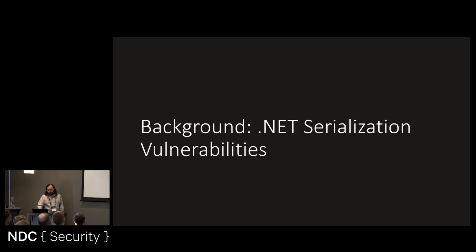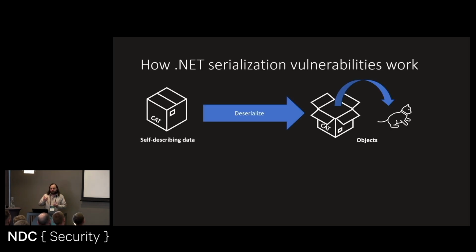But what are those? Well, I'll give you a little bit of background now on .NET serialization vulnerabilities and why polymorphic serializers are a bad idea. When I talk about a polymorphic serializer, I'm talking about a serializer where the data gets to describe itself and say what type it wants to be when it's deserialized.